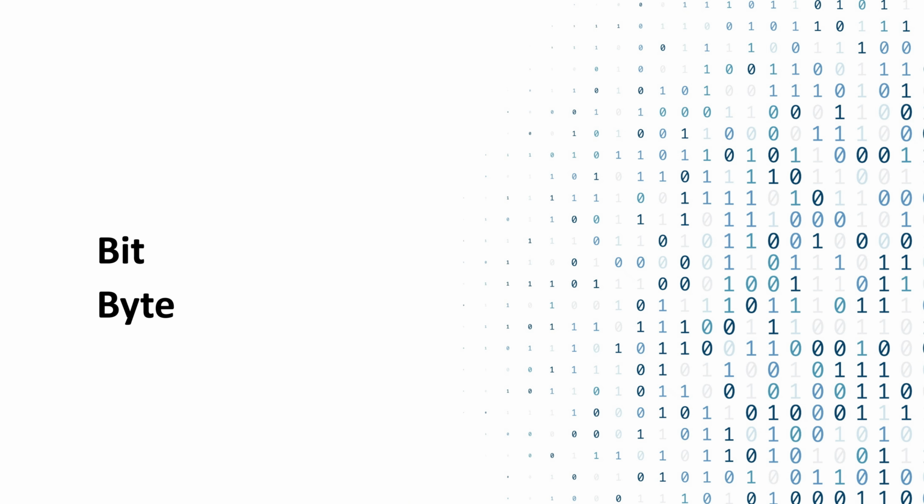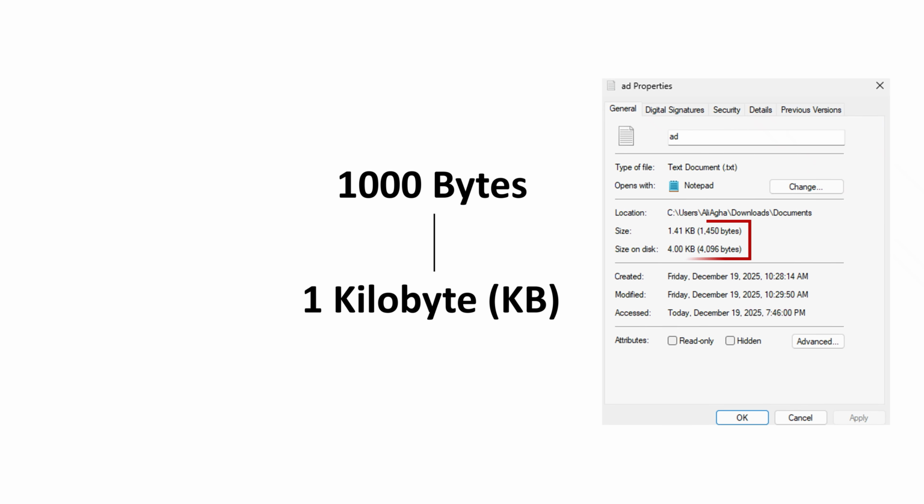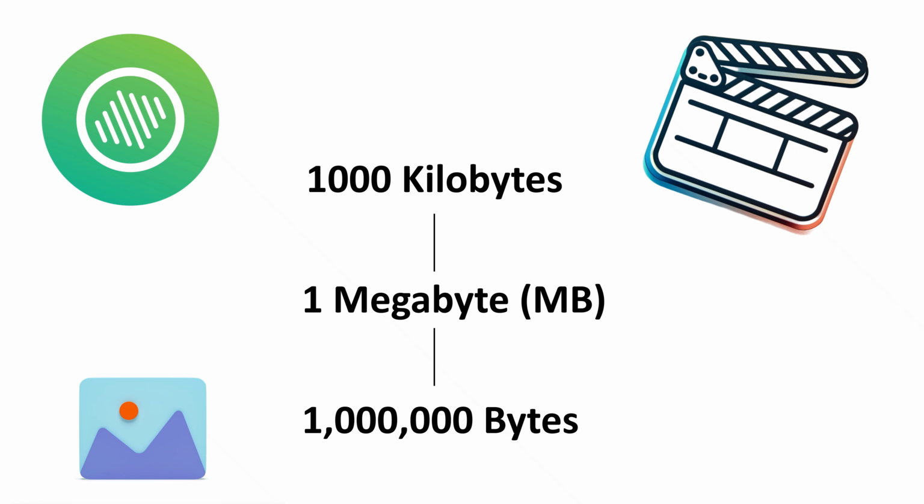When you have 1,000 bytes, you get 1 kilobyte or KB. You usually see KB sizes with text files. For example, if you open Notepad, type a long paragraph, save it, and check the file properties, you will see the size listed in KB. Now, when you have 1,000 KB, that becomes 1 megabyte or MB. It's called mega because 1 MB equals 1 million bytes. Most of the files we deal with every day, like images, audio, and short videos, are measured in megabytes.